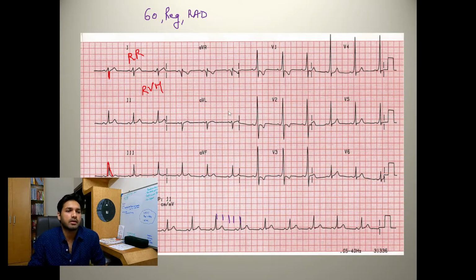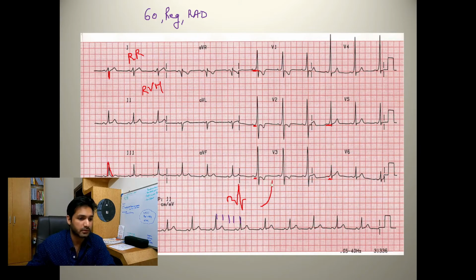But one other finding is, look at the P wave, look at the PR interval, look at the QRS. It's not very straight as it's supposed to be. It's sort of curving towards the R, and the PR interval is almost negligible in V1, V2, even in V5 and V6. So what is this wave? What is this wave called?